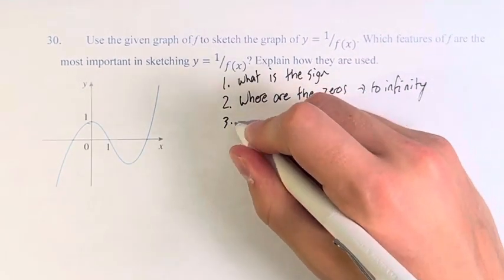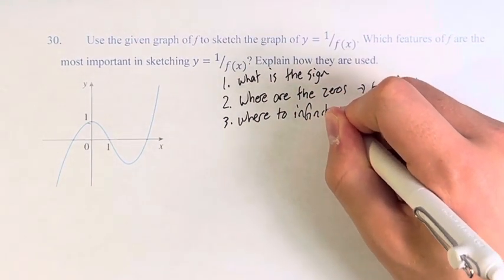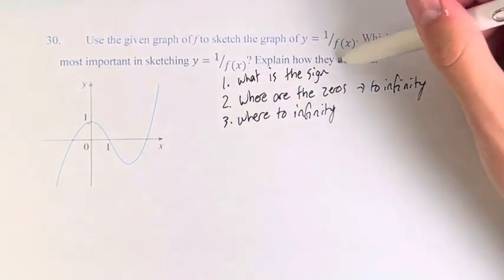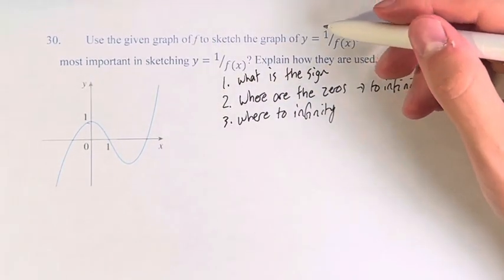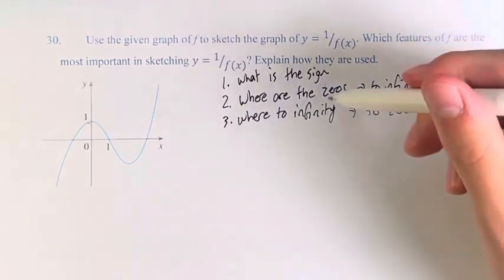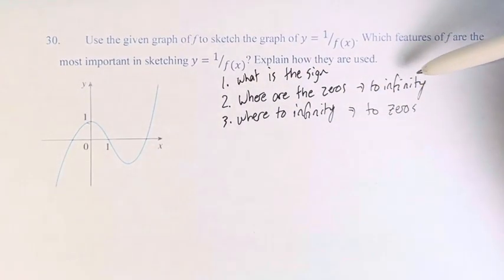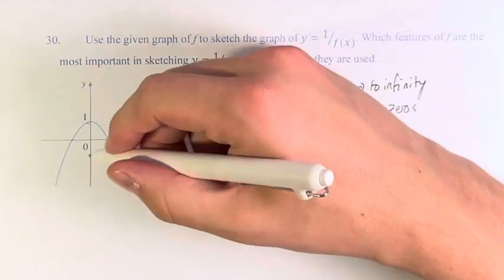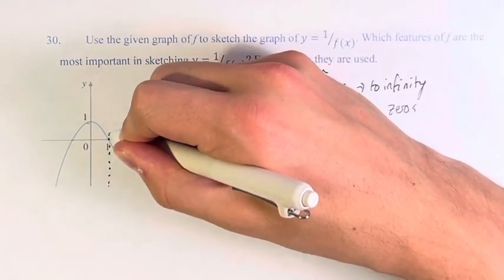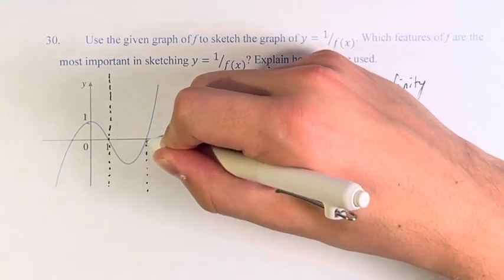Whereas, where f goes to infinity, that's going to become 1 over infinity, or 1 over a very, very large number, which goes to 0. So the zeros and the going off to infinity are swapped. So if we're going off to infinity at the zeros, then those zeros, the x-intercepts, become asymptotes for this new function.